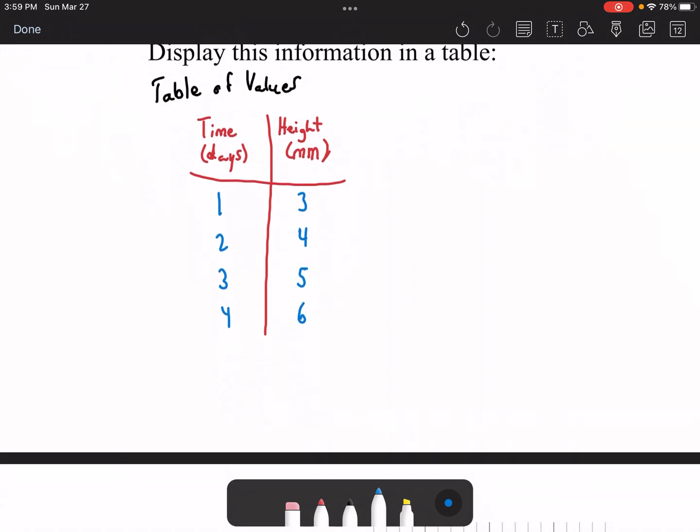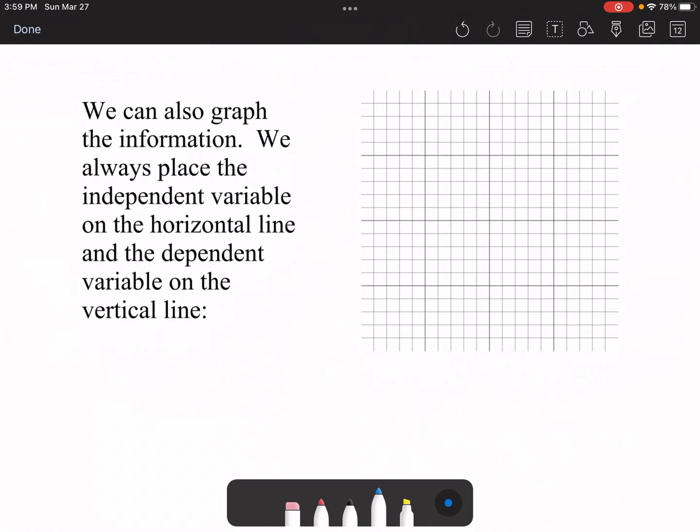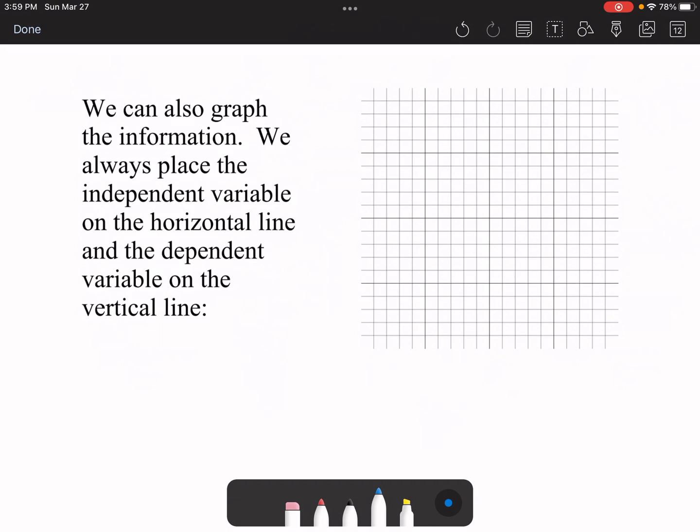Now with a table of values, what you can do is you can graph the information. So what we have over to the side right here is a graph grid that's blank, doesn't have anything on it. You can list anything on it, you can draw anything how you want on it. What I'm going to do is I'm going to grab my ruler right now and draw some lines on here. Specifically, I'm going to draw a vertical axis, and I'm going to draw a horizontal axis.